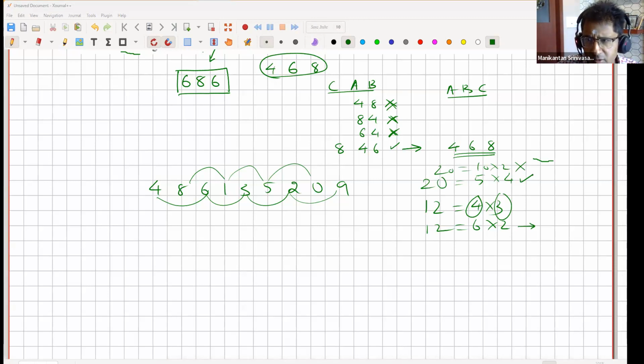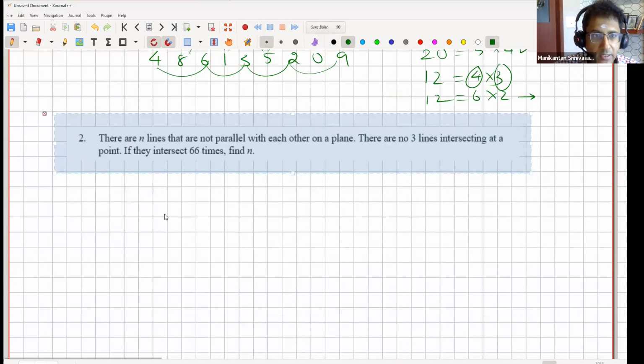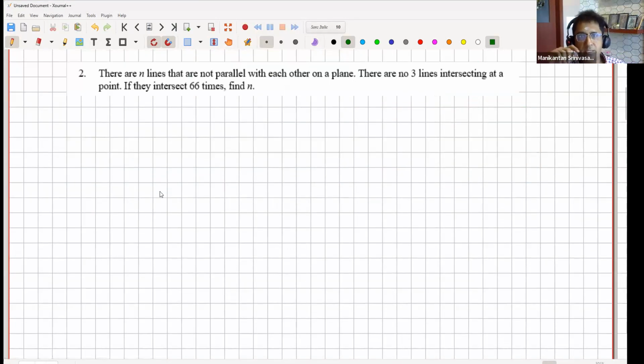Again, you're going to see a sort of a mixed bag today. Manoranjan ka masala. Okay, all right, let's do this. N lines that are not parallel with each other on a plane. Again, this could very well be in a permutation combination type of question. Here they have given us a logical reasoning.